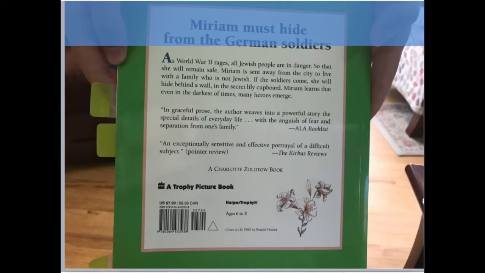And so during this time, Miriam is Jewish and her family is Jewish. And so the story is about her family hiding her from the Nazis, from the Germans. So we'll talk about that further as we go into the book.